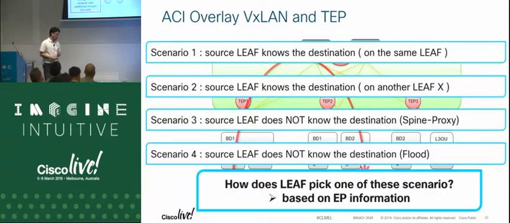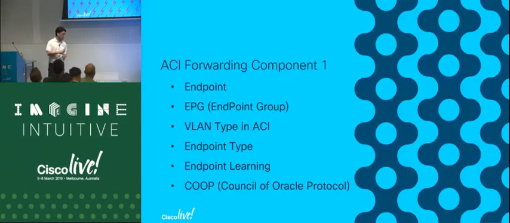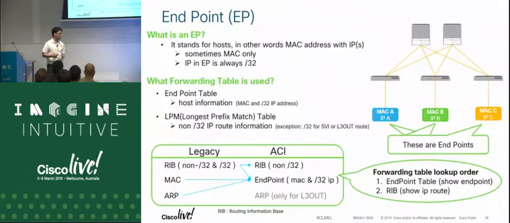So how do we pick which scenario to use for which packet? It's all based on the endpoint information. So let's take a look at the endpoint and then let's learn it. So in this section, we have endpoint, EPG, VLAN type in ACI, endpoint type, endpoint learning, and COOP database. So let's start with the endpoint itself.